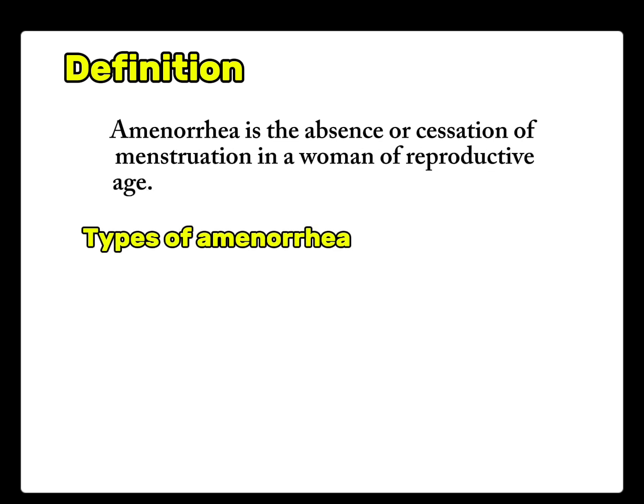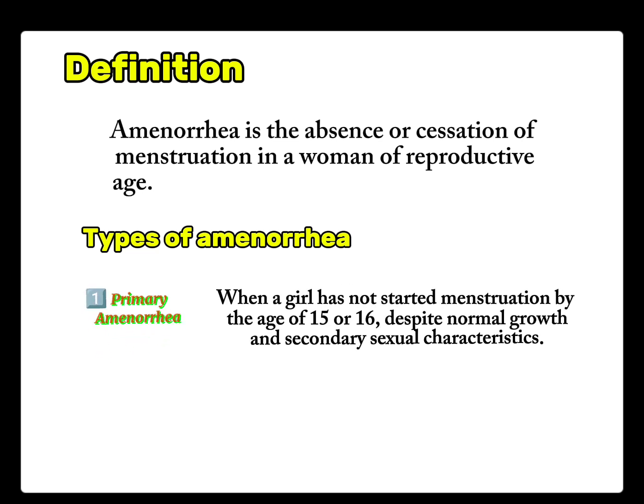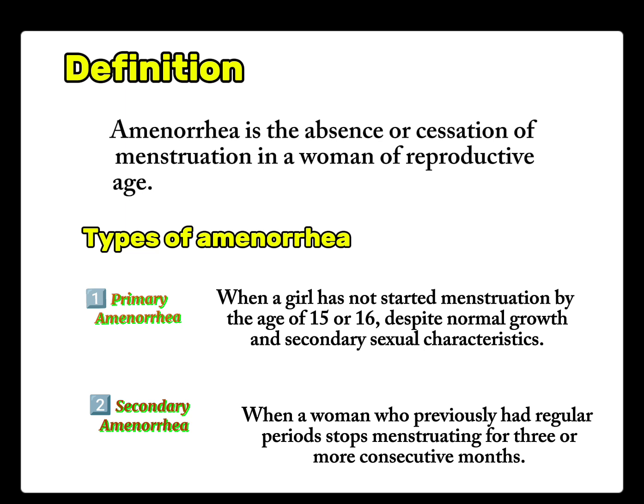Two types of amenorrhea. One, primary amenorrhea, when a girl has not started menstruation by the age of 15 or 16, despite normal growth and secondary sexual characteristics. Two, secondary amenorrhea, when a woman who previously had regular periods stops menstruating for 3 or more consecutive months.